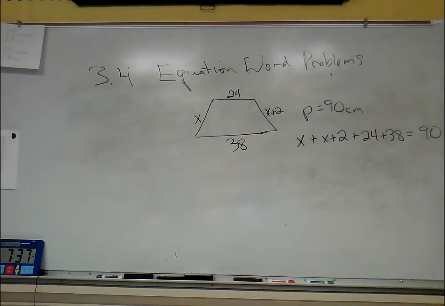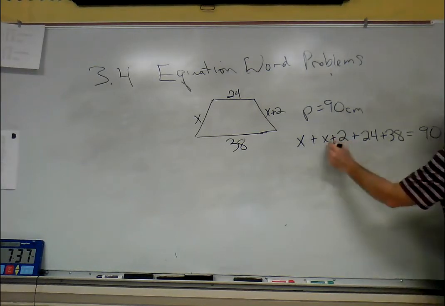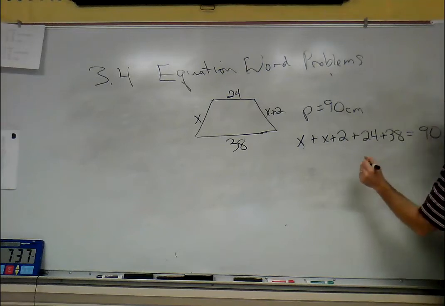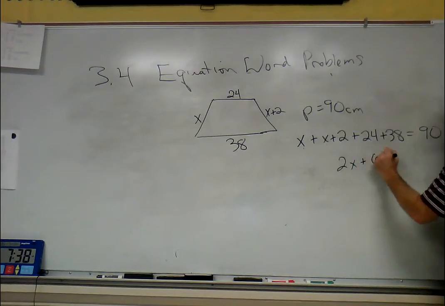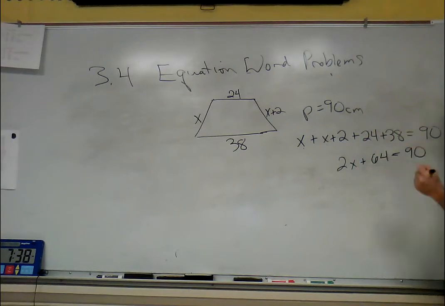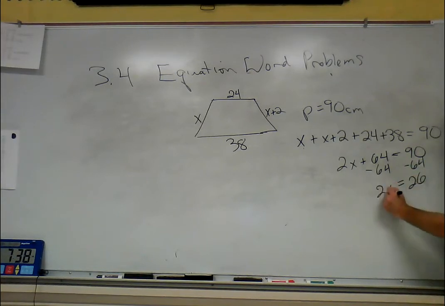So now we want to combine like terms. How many X's do we have? 2. Then we've got 38 plus 24 is 62, plus 2 is 64. Now we have a two-step equation. Get rid of our 64. What does that give us? 26 equals 2x. Divide by 2, x is 13.